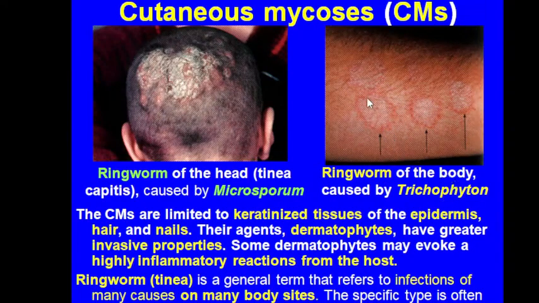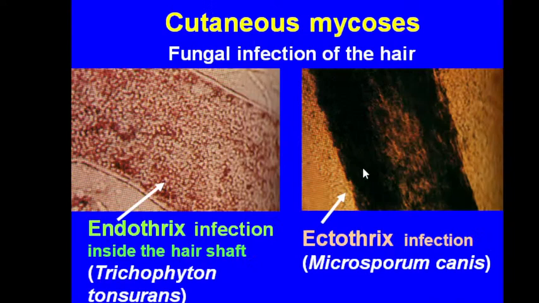And cutaneous mycoses, because they go deeper, cause hypersensitivity reactions, because they have more strong invasive properties. So they cause strong inflammatory reaction from the host. So this is also an example of cutaneous mycosis of the hair, and usually we may divide them into two types. Endothrix infection, where the spores are located inside the hair shaft, and this is typical for Trichophyton. And ectothrix, where the spores are located on the surface of the hair and freely spread. And this is caused by Microsporum canis.